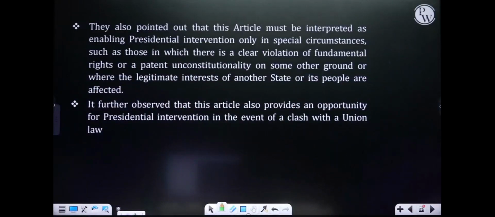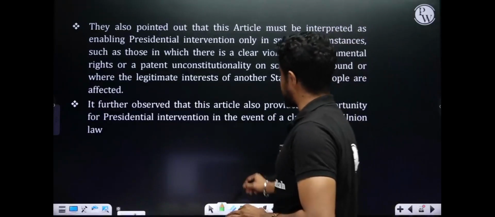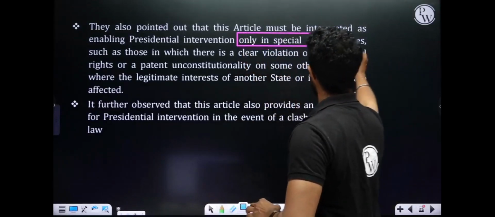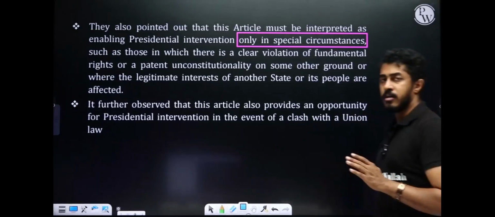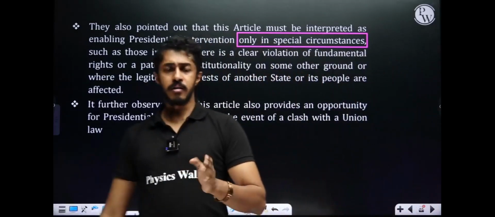They also pointed out that this article must be interpreted as enabling presidential intervention only in special circumstances, such as those in which there is a clear violation of fundamental rights or a patent unconstitutionality on some other ground, or where the legitimate interests of another state or its people are affected. It further observed that this article also provides an opportunity for presidential intervention in the event of a clash with the union law. Very clear.